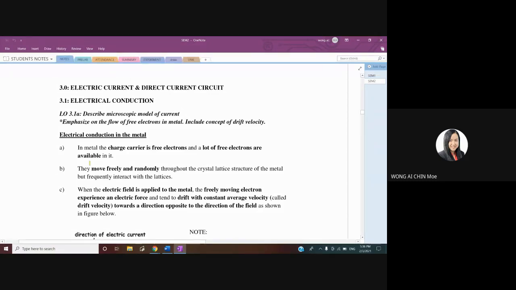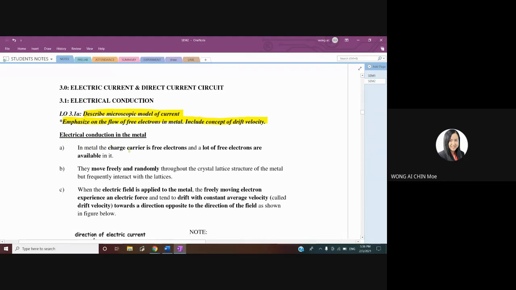In this subtopic, we need to describe the microscopic model of the current. It actually emphasizes the flow of free electrons in a metal, including the concept of drift velocity. So, electrical conduction in the metal.